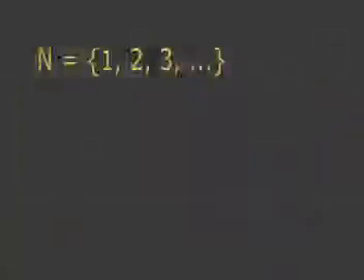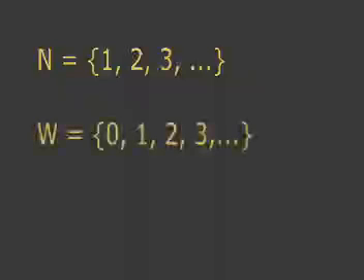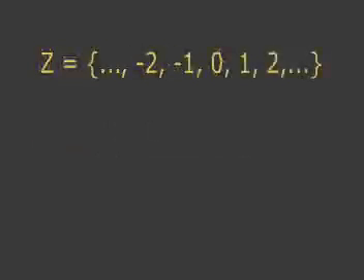Can you recall the different sets of numbers that we have discussed so far? The set of natural numbers includes all numbers greater than or equal to 1. The set of whole numbers includes 0 and all natural numbers. The set of integers includes negative, 0, and positive numbers.